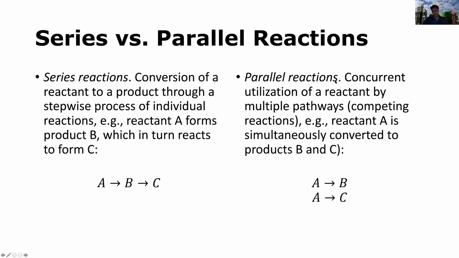A parallel reaction, on the other hand, is when you have the concurrent utilization of a reactant by multiple pathways. And this is when you have a reaction that might have competition with another one. For example, reactant A is simultaneously converted into two different products, B and C.